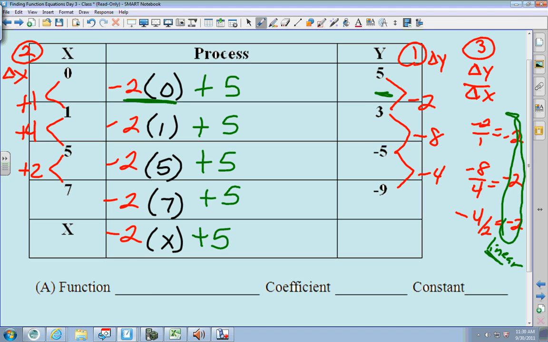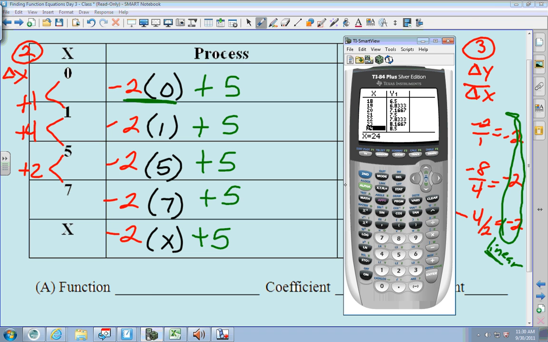Remember to check in the calculator before you go on. Go to y equals. Put in there negative 2x plus 5. Second graph. And double check in your table that you have 0 and 5. Okay, we keep going on, but you need to make sure you always check.